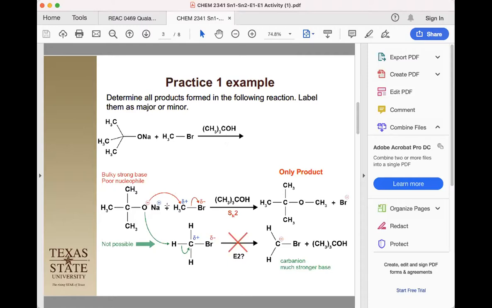So what would the SN2 product be? We would use this big bulky base. It's not a very good nucleophile, but the methyl group's small, so it can come in and attack and give us our substitution product here.